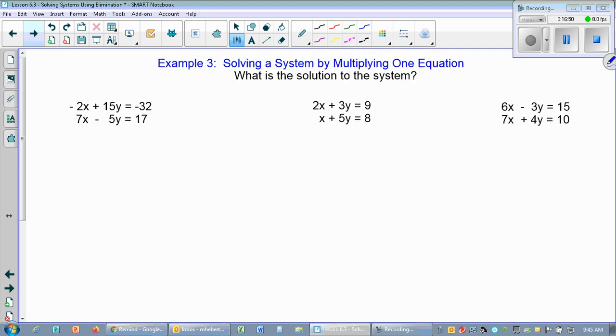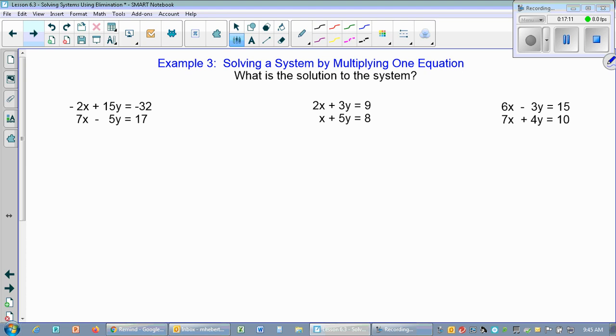All right, we're going to move on to example 3, solving a system by multiplying one equation. So we're going to multiply one of the equations by a value and leave the other equation as is. What we're going to do for this is look at each of our two equations in each system. So you look at system number 1, system number 2, and system number 3.